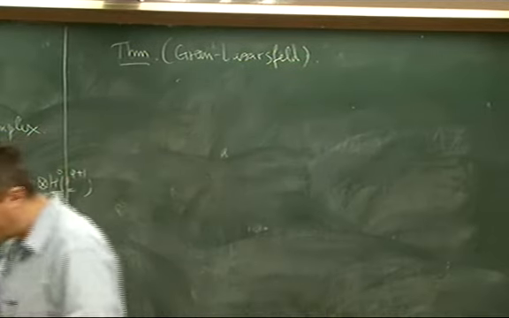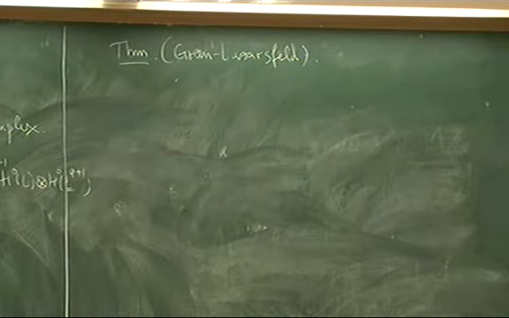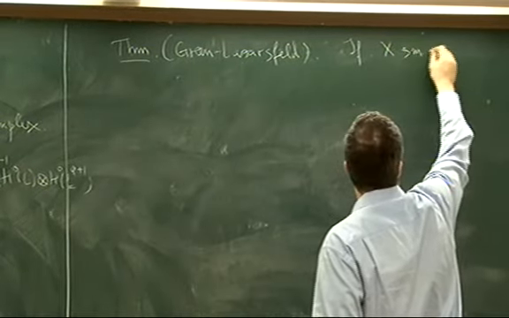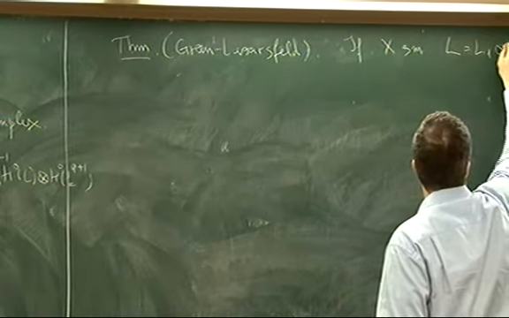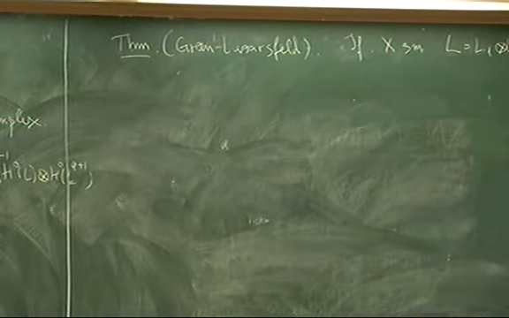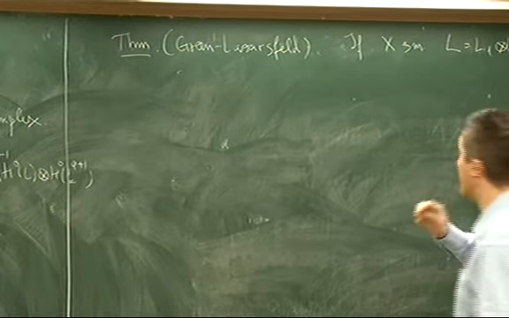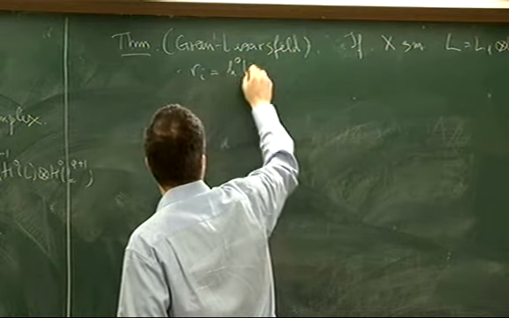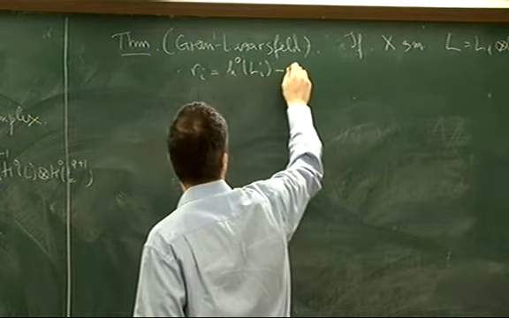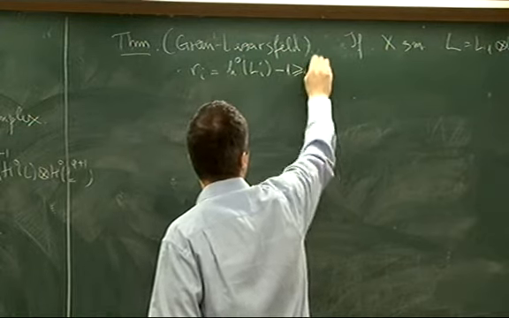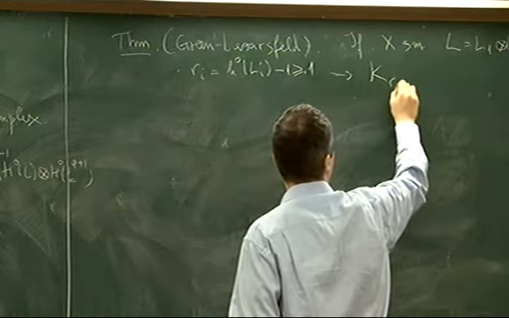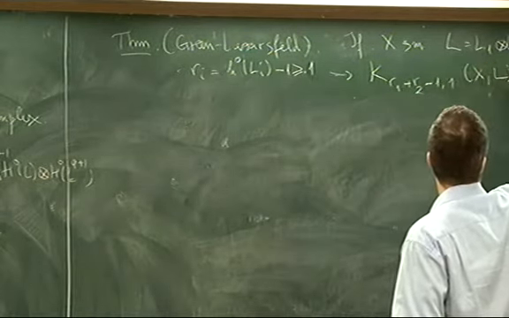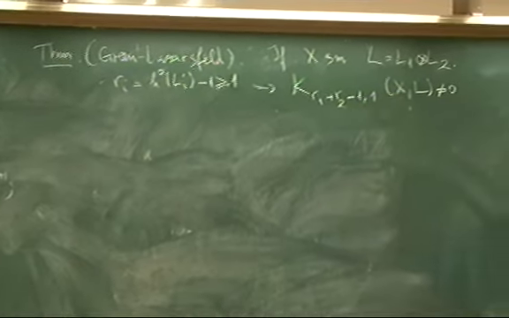Which basically said the following thing. If X was smooth and L was decomposed as a tensor product, L1 tensor L2, such that every Li has at least two independent sections, then they are able to construct non-zero Koszul cohomology classes in this space.